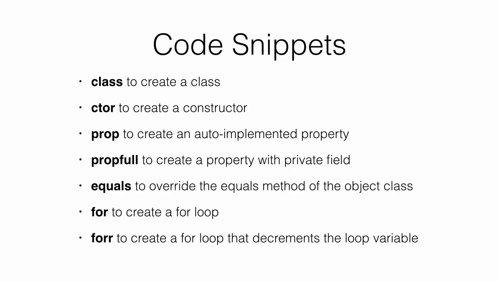So let's recap. Use code snippets to speed up your coding whenever you can. Some common code snippets in Visual Studio are class to create a class, ctor to create a constructor for a class, prop to create an auto-implemented property, propfull to create a property with a supporting private field, equals to override the equals method of the base object class, for to create a for loop, and forr to create a for loop that decrements the loop variable.